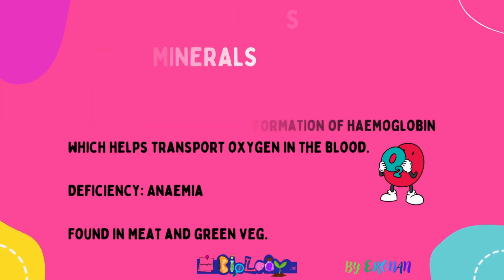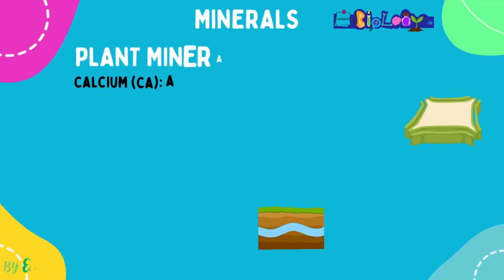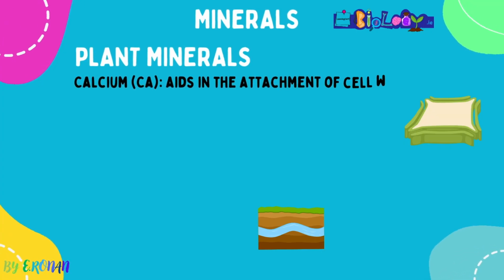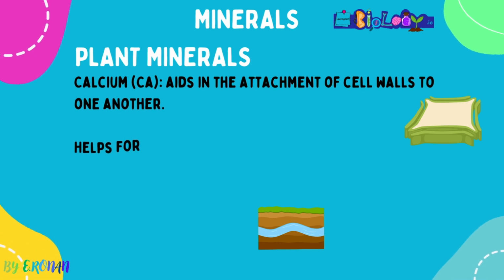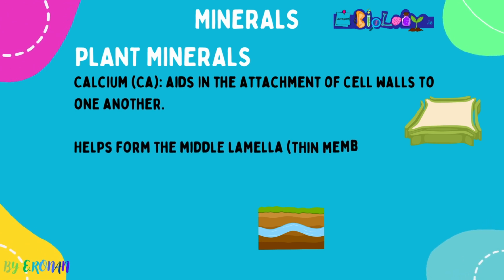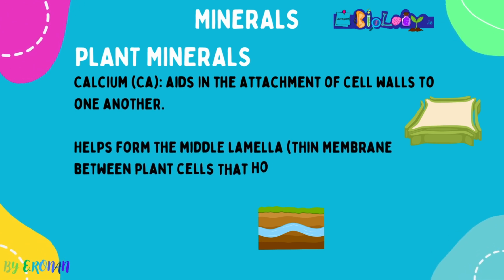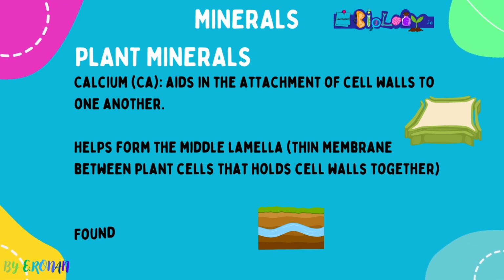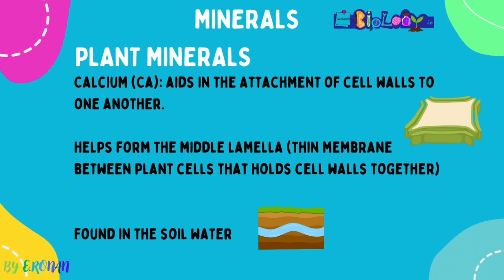Now we're going to have a look at our plant minerals. These get mixed up all of the time, so pay particular attention here. We have calcium, which aids in the attachment of cell walls to one another. It helps form the middle lamella, which is a thin membrane between plant cells that holds the cell walls together. It is found in soil, water. Make sure we say that. That is the source. Okay. You will come across the middle lamella in cell division when you look at cytokinesis of plant cells.